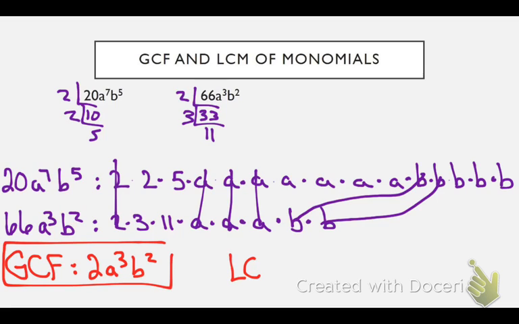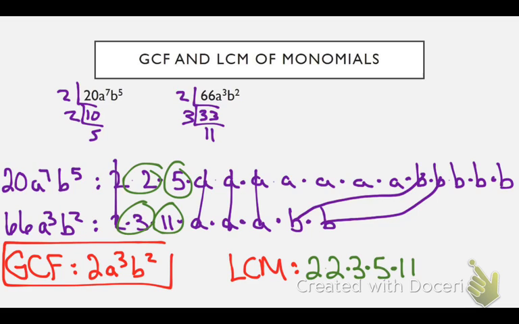Okay, so now look at this. 2 times, and now bring in all your leftover numbers. Times 2, times 3, times 5, times 11. What number do you get? 660. 660. And now let's just look back up to our list.